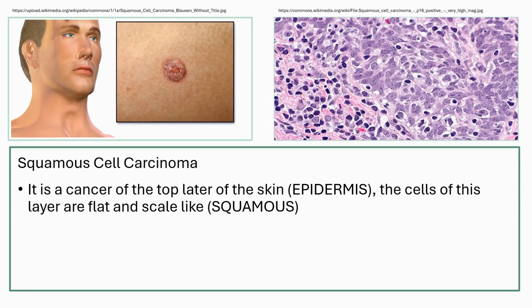So again, we're looking at the epidermis here. So this outer layer of the epidermis has these very flat plate-like cells. And so we refer to those as the squamous cells. It is cancer inside of those cells.